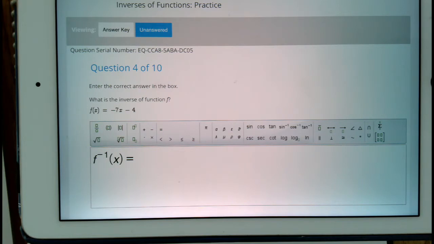It says, what is the inverse of function f? And our function that we're working with is f of x equals negative 7x minus 4. By the way, as we look down here, f to the negative 1 is the format for inverse. It means inverse. Eventually, I will put that into our notes, but right now I want to focus on how do we find the inverse of any function.